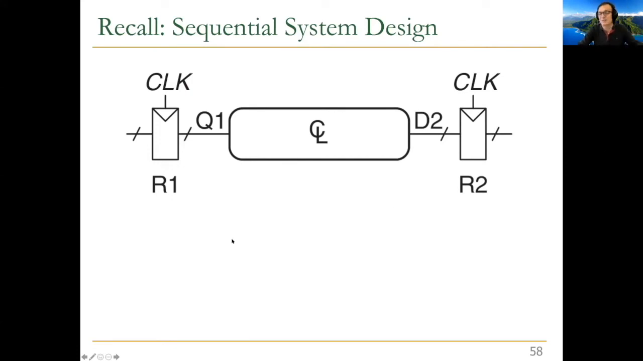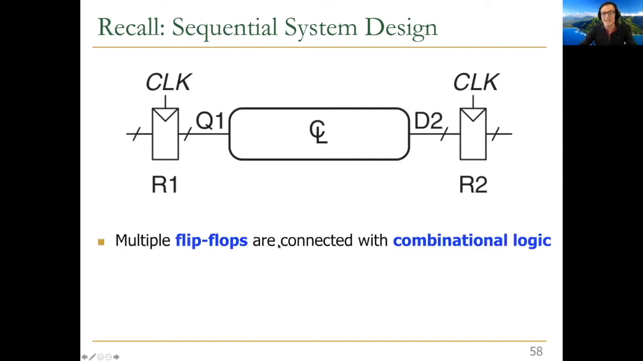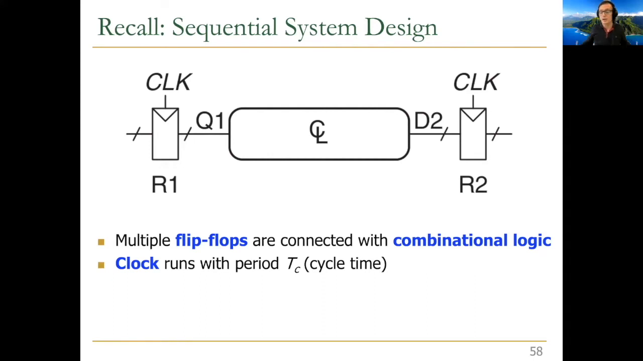And the timing analysis will be very similar because they're both registers, and we're going to assume that those registers are the same. Basically, you have multiple flip-flops connected with combinational logic. We call them registers here, but essentially a register is made out of multiple flip-flops based on the bit width. And the clock runs with a period. We're going to call this the cycle time.